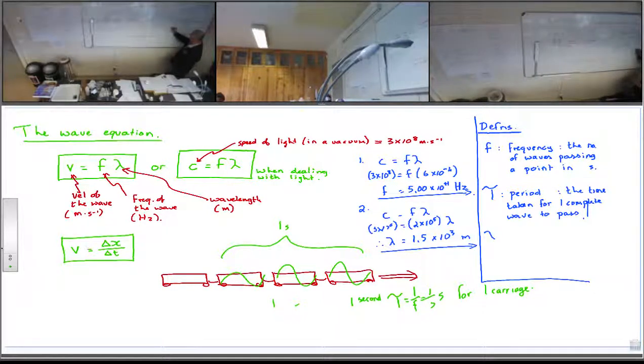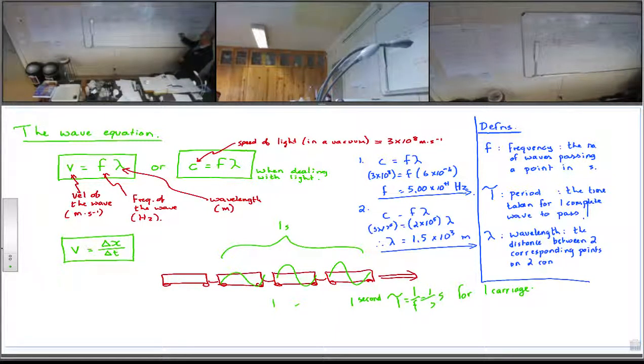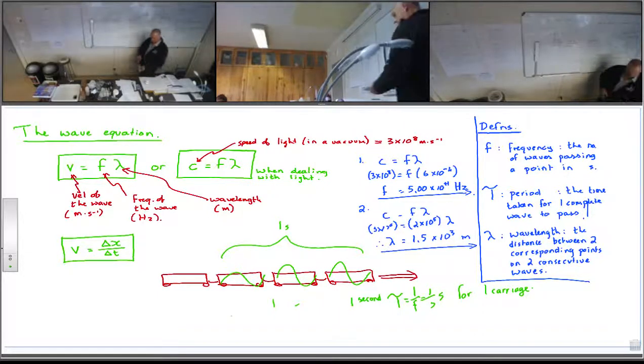And lambda is the wavelength. The distance between two corresponding points on two consecutive waves. We'll have a look at that in a moment.